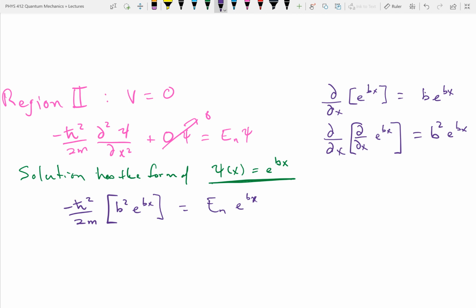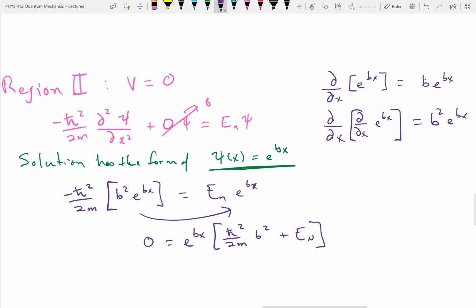Now, a little technicality. Usually I cancel stuff. I felt a little uncomfortable when we separated the Schrodinger equation because I canceled stuff. These functions could be zero. And so the better way to do it is to factor. So I'm going to bring this over here and then factor out the e to the bx. So I'll have 0 is equal to e to the bx times that.